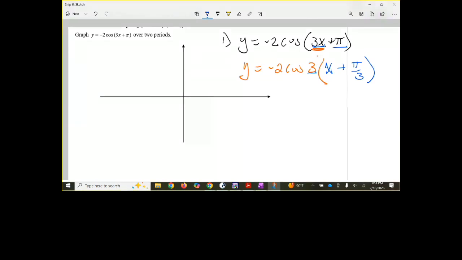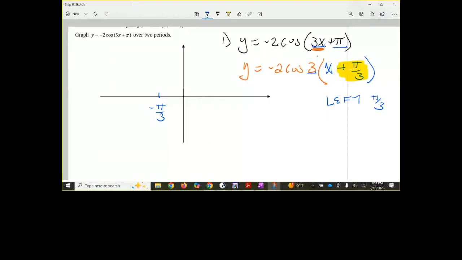Okay, a couple of things, y'all. Number one, we want to figure out what our period is. And number two, we want to figure out, are we doing a shift to the left or a shift to the right? So let's look at this right here. If I see a plus, are we going to the left or to the right? To the left. Okay, so first thing I'm going to do, y'all, is go to the left, pi over 3. Right here, boom, negative, excuse me, negative pi over 3.